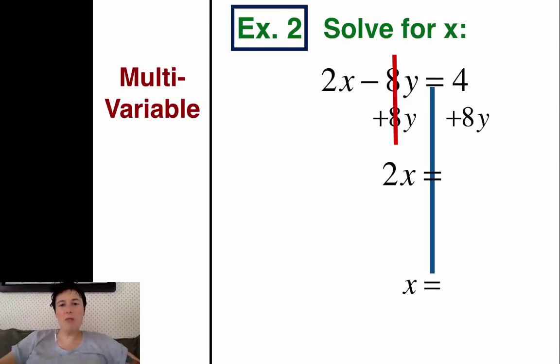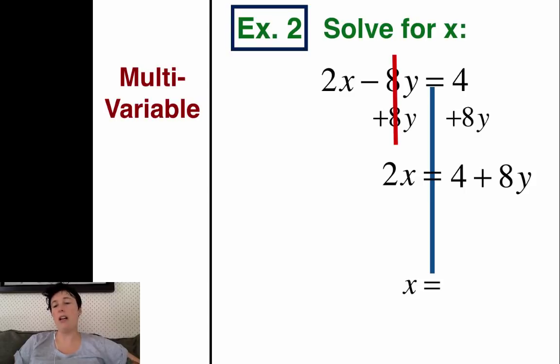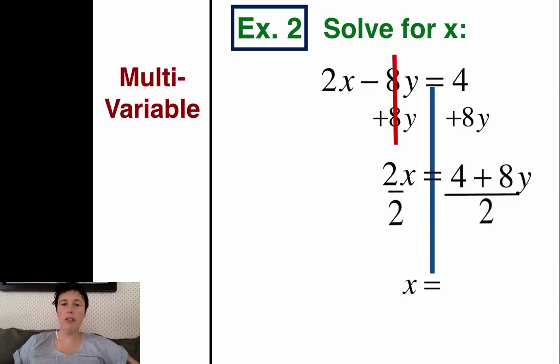So a 4 plus 8y, you can't combine those together. So I'm just going to write it like it sounds: 4 plus 8y. Nothing else I can do there. But remember, we're solving for x. So it's a 2x, and we've got to get rid of the 2. So to get rid of the 2, we divide. We're going to divide by 2 on the left and the right.